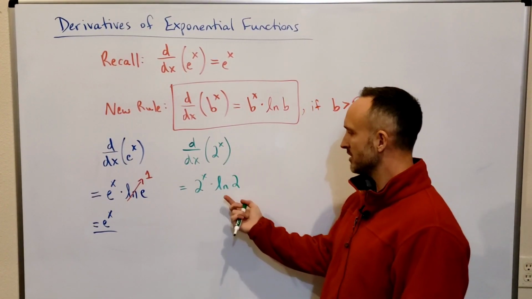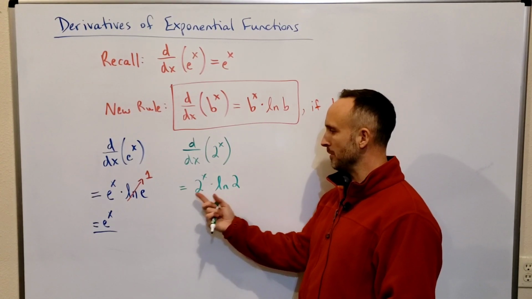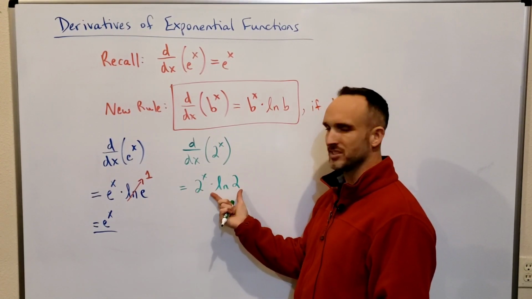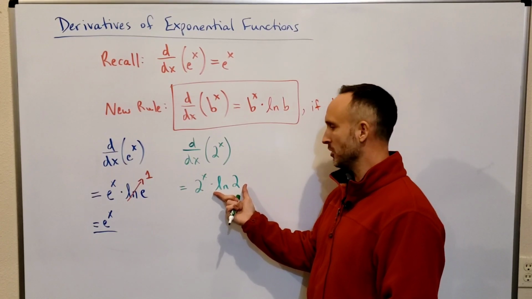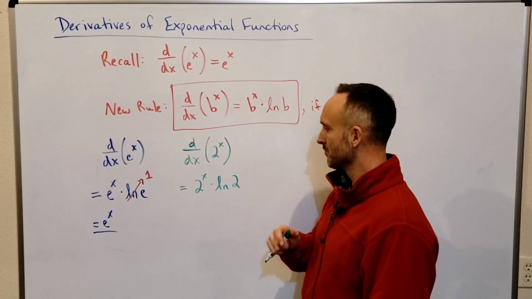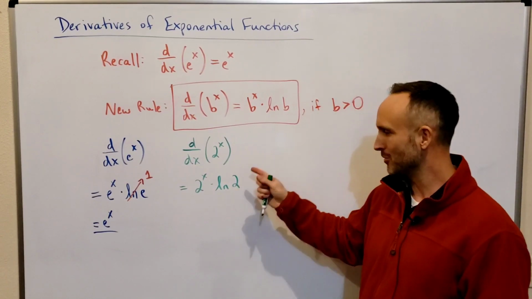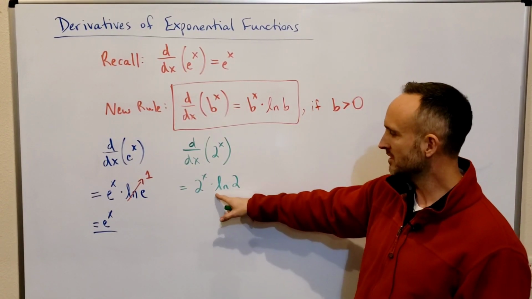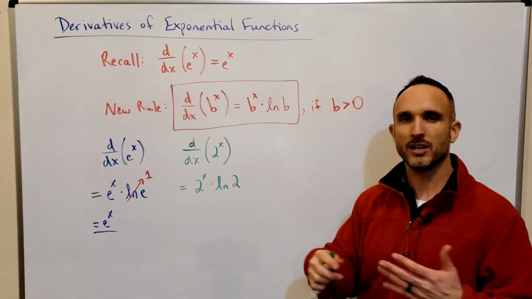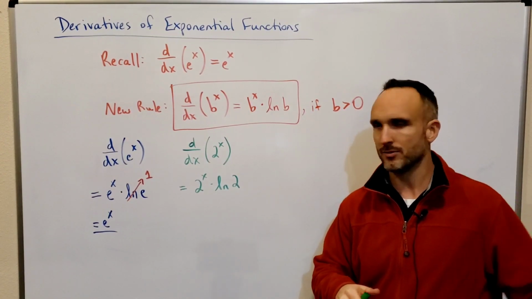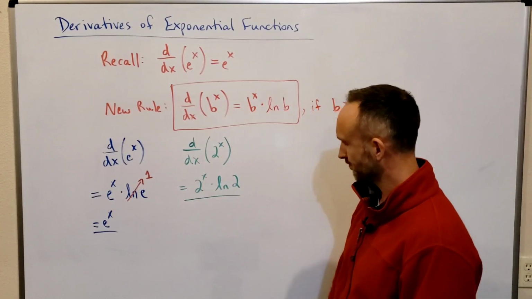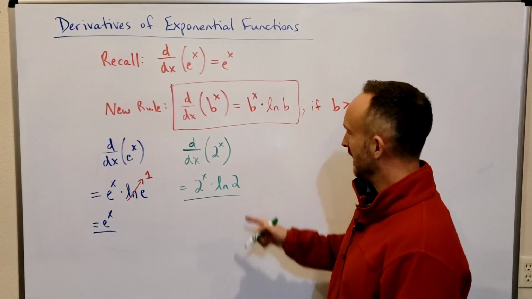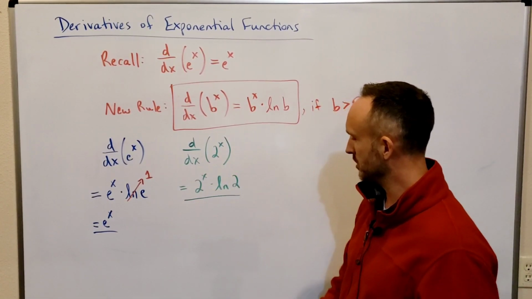Okay? In fact, you could think of the natural log of 2 as being maybe like a coefficient, because this is just a constant. You could type the natural log of 2 in your calculator, and you could get a value for that. Now, there's no better way to write the value than to write the natural log of 2, because it's an irrational number. If you tried to write the decimal, it would go on forever and not repeat. So that's all there is to this new rule. And as long as your base is positive, you can use it.